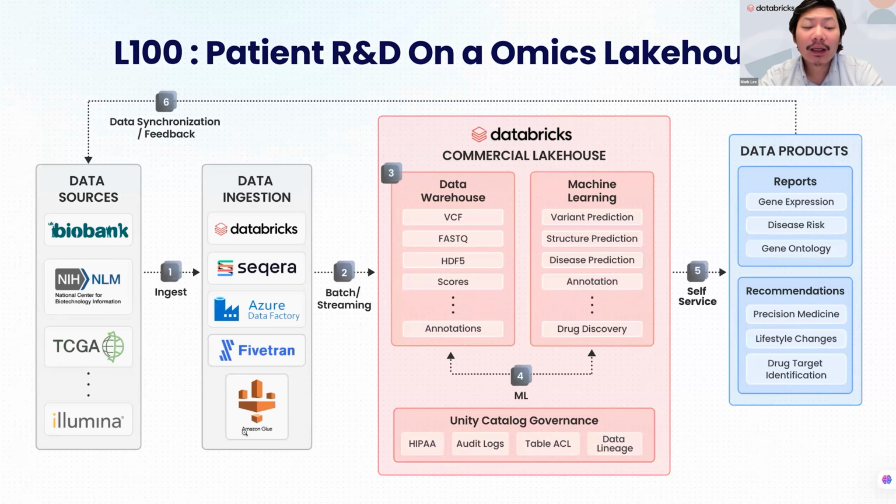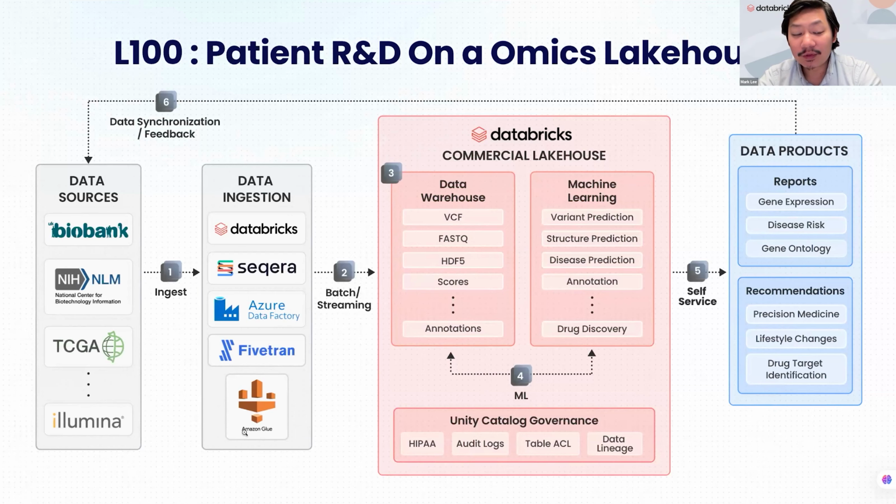And that's where we've actually been working very specifically with a lot of our customers today. What we have here is what we call a level 100 architecture. So we've determined a lot of times which different data sources our customers are utilizing today, how they ingest that data into their particular platform, and how they deliver the data products that matter most to them. For example, how do we see gene expression reports, disease risk, or gene ontology? And very importantly, how do you develop recommendations on precision medicine, lifestyle changes, as well as drug target identification?